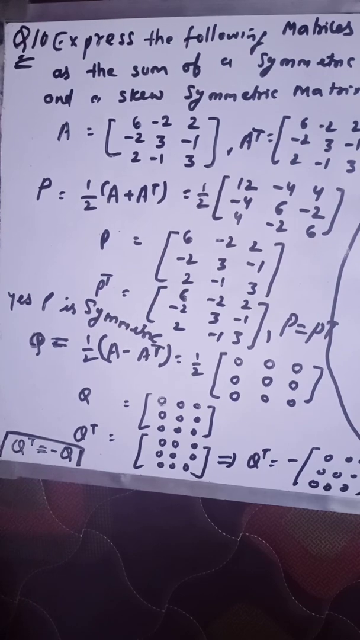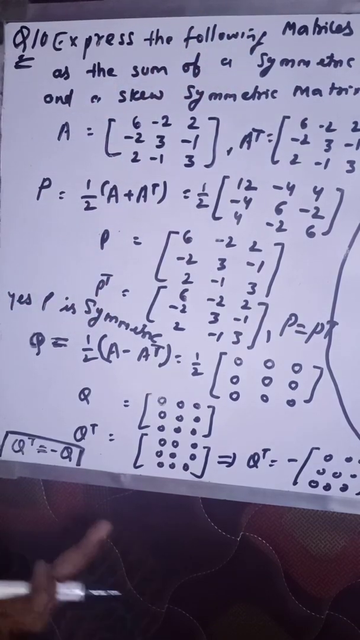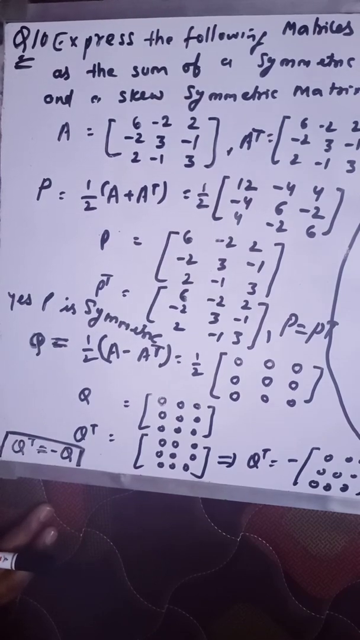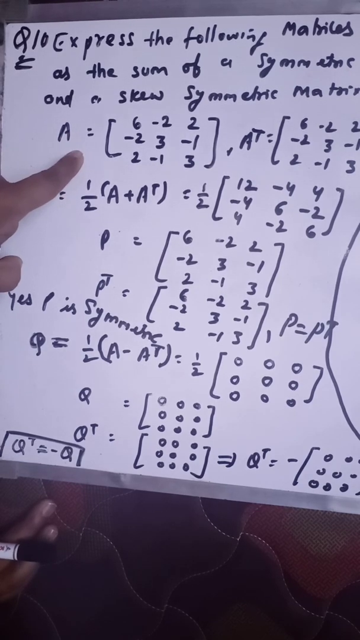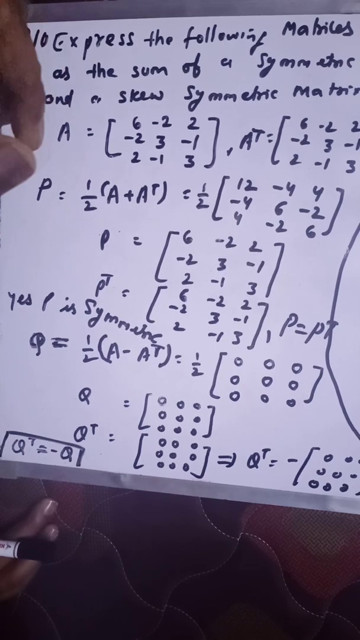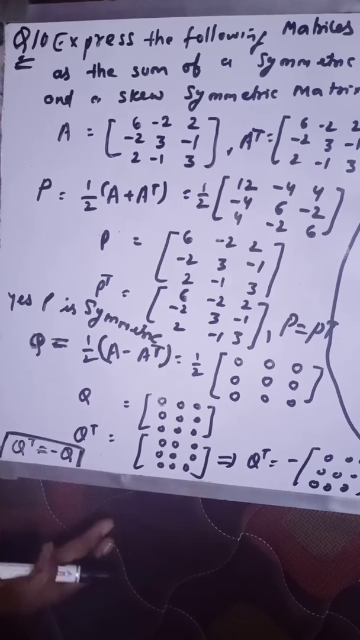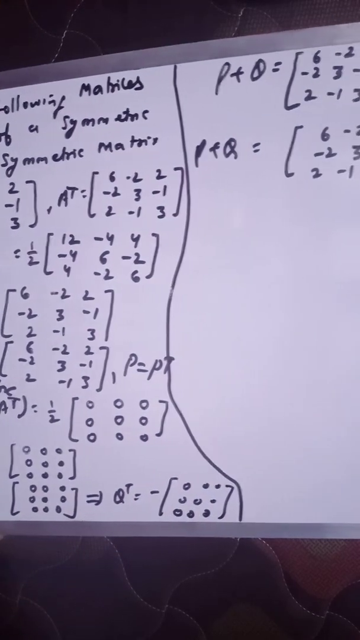Now we can say that P is a matrix which is symmetric and Q is a matrix which is skew symmetric. Fine. So if you find the sum of these two matrices P and Q, then you have to get this matrix A, because we have to represent this matrix A as the sum of a symmetric and a skew symmetric matrix. Okay. Fine. See next on the next page.